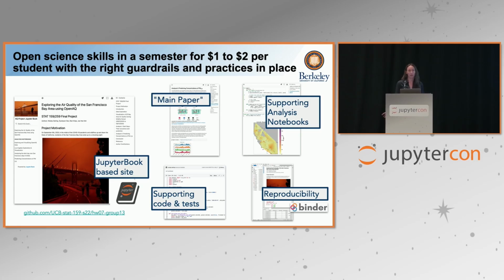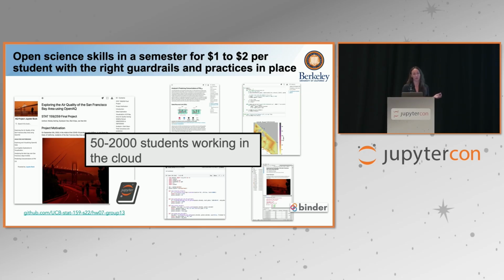We can also teach open science skills in a semester for $1 to $2 per student. And that's incorporating the right guardrails and best practices that have been built over the last decade. In this case, Fernando Perez runs a statistics course at Berkeley where over the course of the semester, they do an entire research project. They make it fully open on a Jupyter Book, publish the main paper and notebooks, and make it fully reproducible with MyBinder. So this is a class for 50 to 2,000 students at this cost.